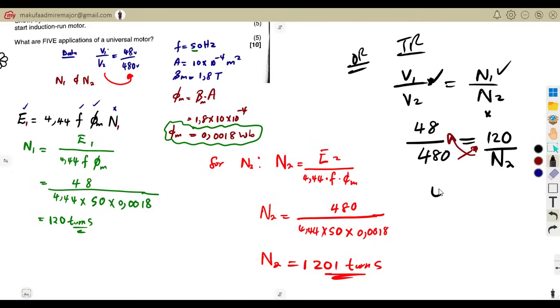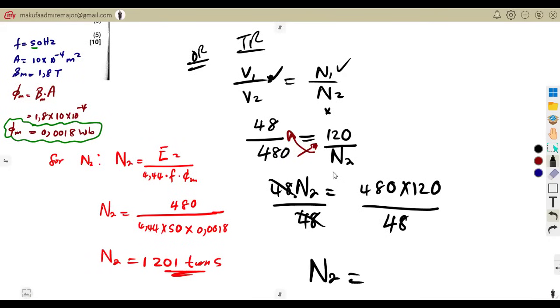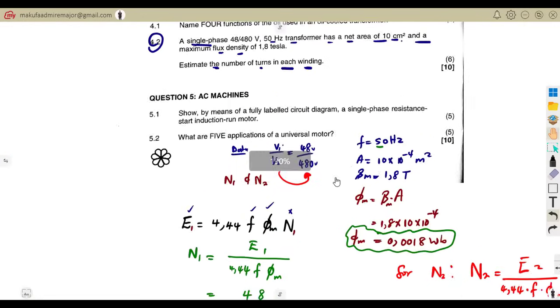So that was going to be 48 N2 is equal to the product of these two, the 480 and the 120. Whatever you're going to get there, you divide by 48, since this is a product. So you're going to divide by 48. That's determining the number of turns on the secondary side. And with this calculation, it was going to give us 1,200 turns, a flat number like this. So it's another way. As long as you are using your formulas properly, that means you're in the right direction.